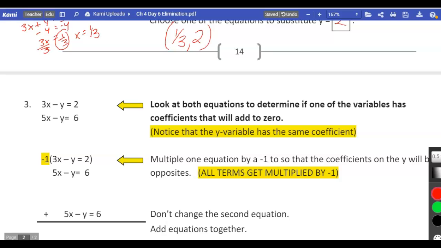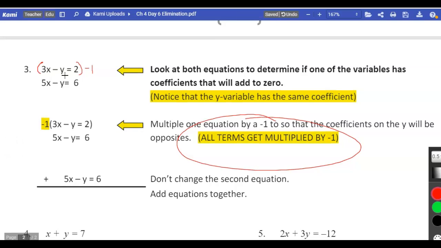Now number 3 here. This is where, just to make it simple, we're teaching you, especially since we're doing this virtually, that we want them opposites. So you'll notice that because my y's match, we're going to multiply everything by a negative 1. Everything. All terms are multiplied by a negative 1. So when I do that, everything flips.